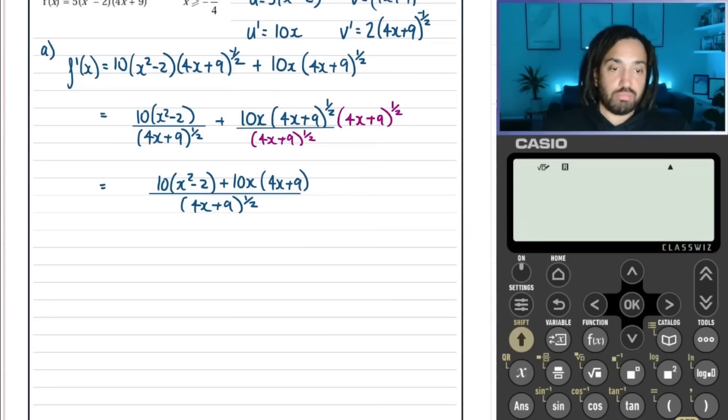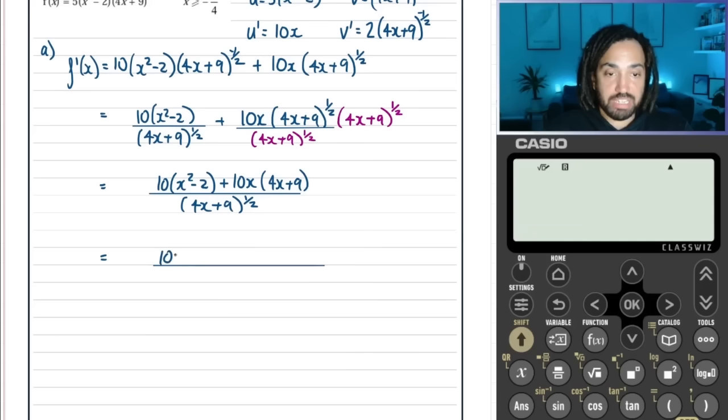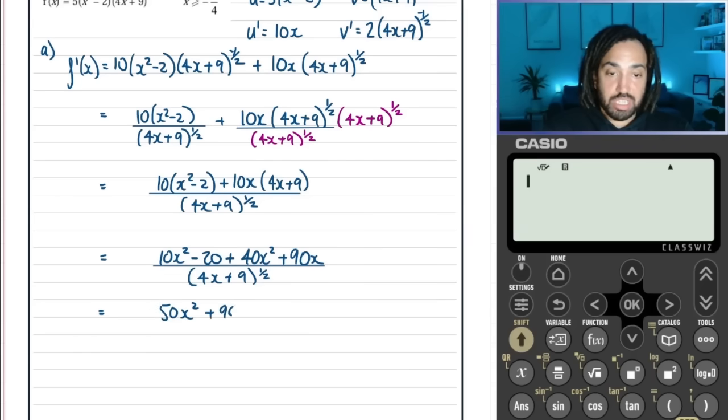Perfect. Okay, and then we want to simplify the top as much as possible. So we'll expand out the brackets and see if we could do any more collecting and factorizing or simplifying. So just expanding out the brackets here. That gives us 90x. And then obviously the denominator stays the same. Okay, so we've got 50x squared on top, and we've got plus 90x, and then we've got minus 20.